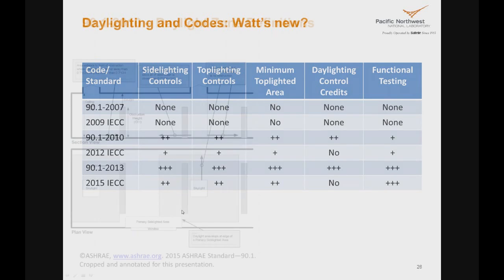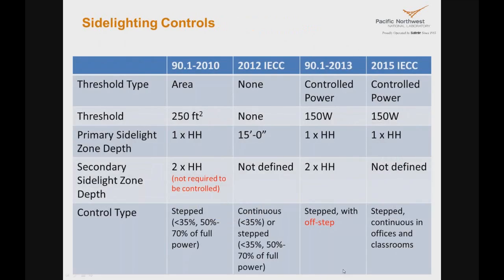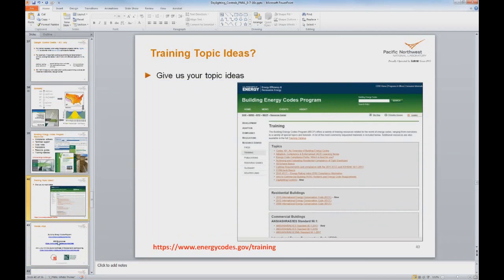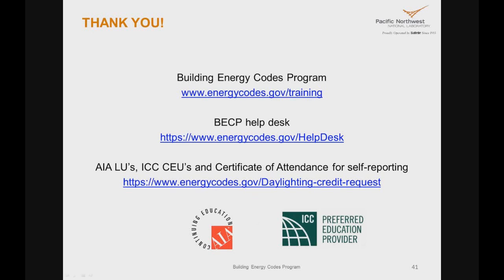There are some differences. The main thing I would say is that the 2012 IECC does not have requirements for daylighting controls. It prescribes things such as, if you want to do daylighting controls, you must have continuous controls or you must have step dimming controls. I'm sorry, I'm just going to go back to my final slide. It does prescribe the types of controls, but I don't think that they are required. You're not required to install controls.